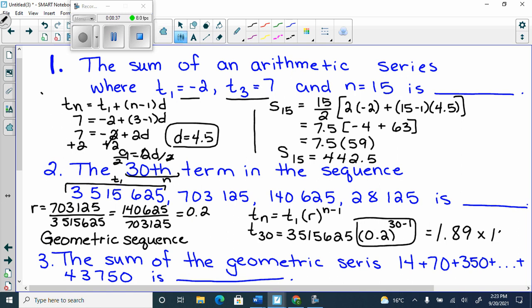No. You have to do this first. So you have to go 0.2 to the 29 and then times it by that. If you don't put it in brackets, your calculator is going to multiply these first and then raise it to the 29, which doesn't work.